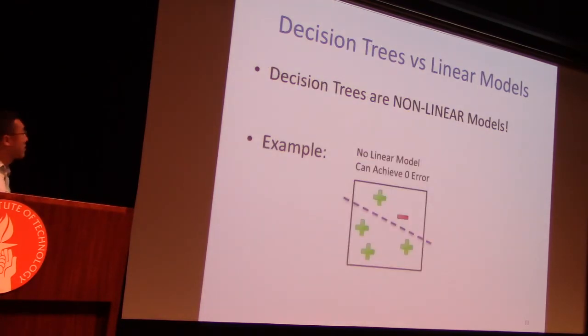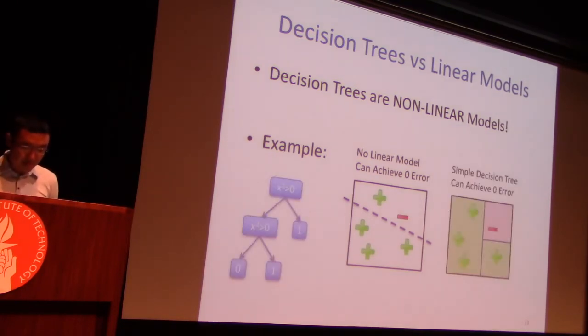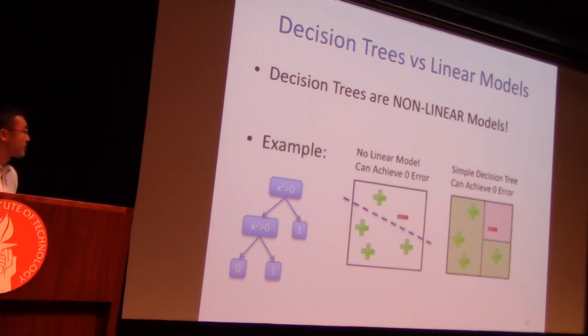Let's talk about decision trees versus linear models. Decision trees quite clearly are not linear models except for very degenerate cases. In this particular example, if we have two features and these training examples look like this, there does not exist any linear model that could achieve zero error on these exemplified training examples. But a very, very simple decision tree can achieve zero error.